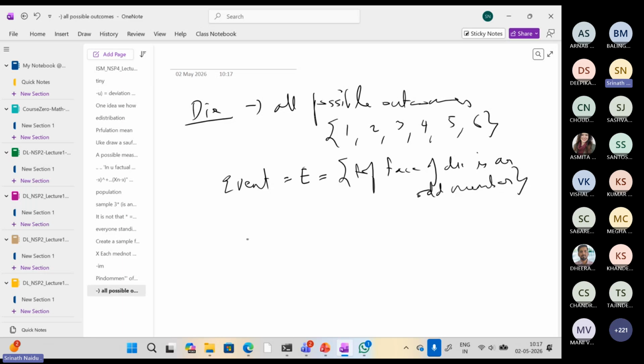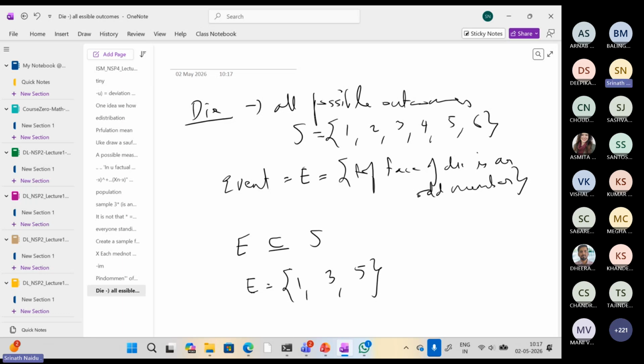Okay, so E will be a subset of S. What will be the set of outcomes that belong to E? Well, any number that is an odd number on the face of the die. It will be 1, 3, 5. 2, 4, 6 are even numbers, right? So you say E is an event.